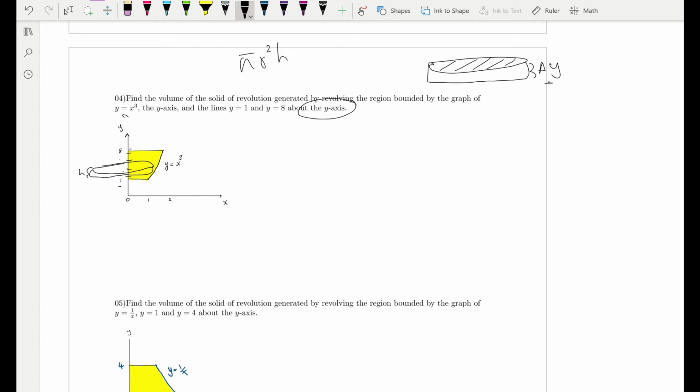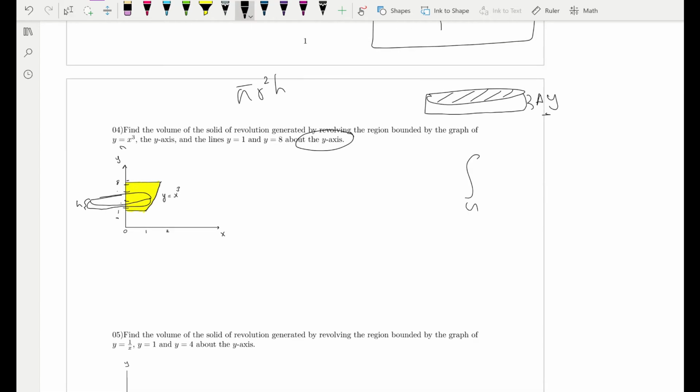So it's still the same formula. Now it's the integral from y1 to y2 of pi dy. Now the radius is the important part. The center of the disk is actually going to be the y-axis. So what's the radius? The radius is where the function meets, right?